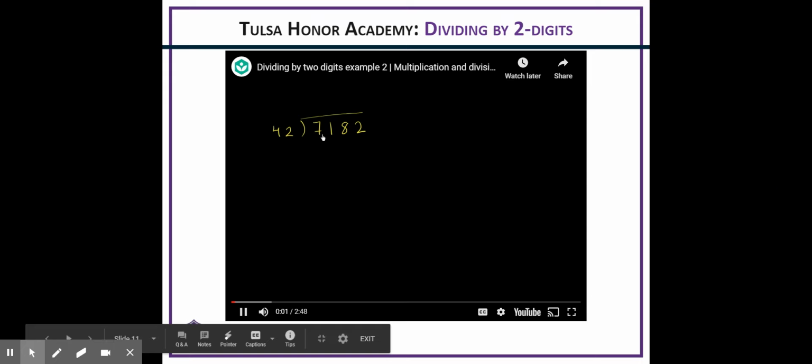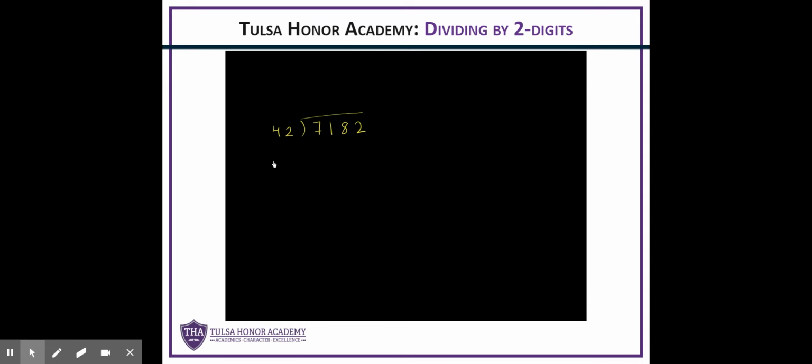Let's divide 7,182 by 42. What's different here is we're now dividing by a 2-digit number, not a 1-digit number, but the same idea holds. So we say, hey, how many times does 42 go into 7? Well, it doesn't really go into 7 at all. So let's add one more place value.